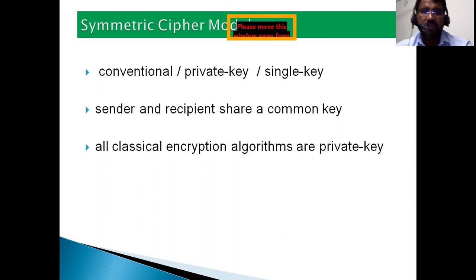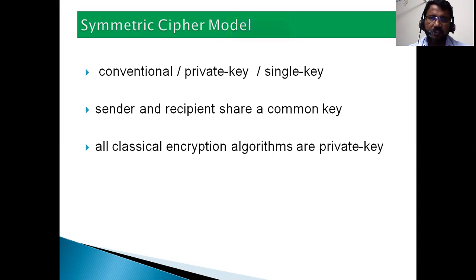The symmetric cipher model is also called conventional encryption or private key encryption or single key encryption; all of these come under the symmetric cipher. Symmetric cipher means you have to remember only a single key, one private key, which is called the symmetric key.